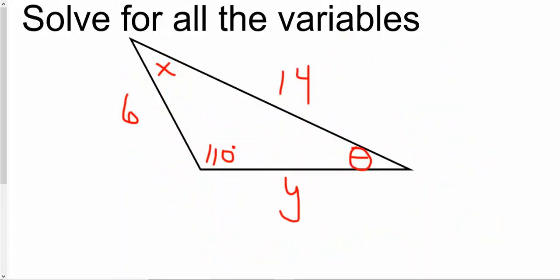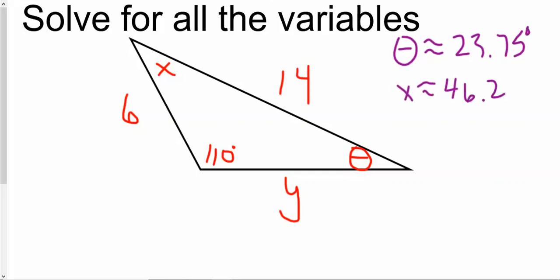All right, why don't we try this one out? Pause the video here and see if you can solve for theta, x, and y. Okay, so we should have gotten that theta was approximately 23.75 degrees, x is approximately 46.25 degrees, and then y is approximately 10.76. If you got that, fantastic job, way to go. If not, stick around while I explain what we did.